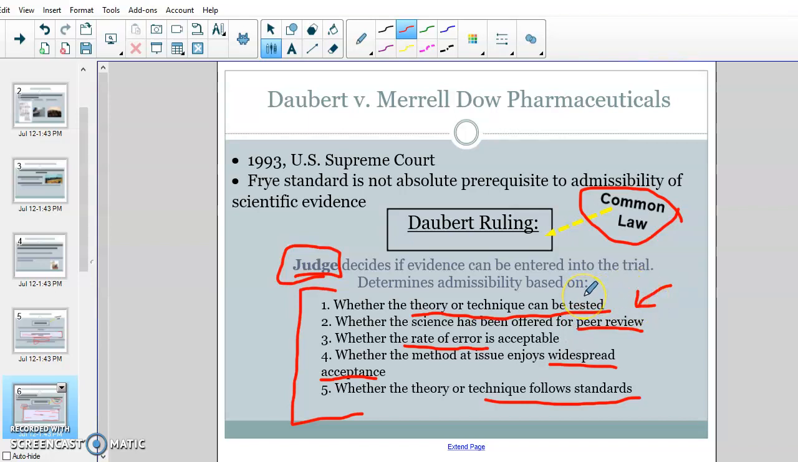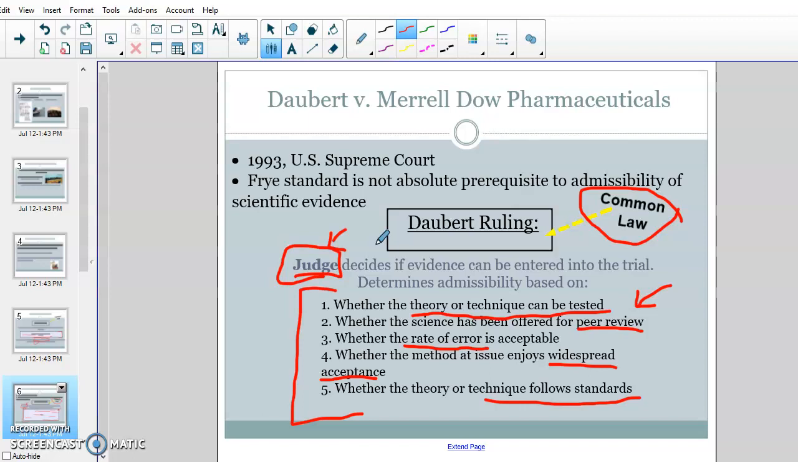It can be tested, meaning that you could test it on multiple locations, just like you would at a crime scene. It enjoys widespread acceptance, meaning there's other people in the field using it besides just you, and that there's proper techniques to follow when using it. So if it hit all of these criteria, the judge would be the one to say, yes, the evidence is allowed in court. So the Daubert ruling just allowed for a couple of things.